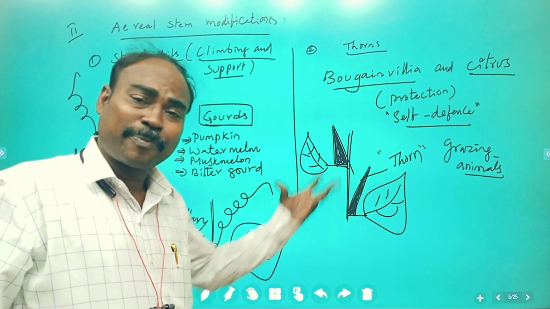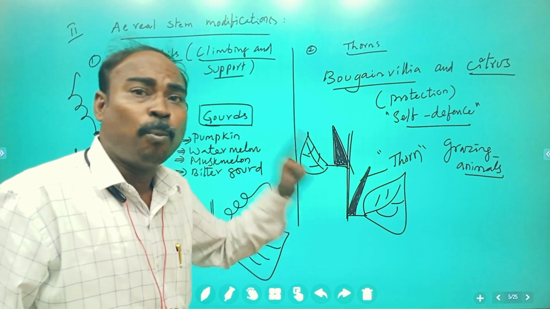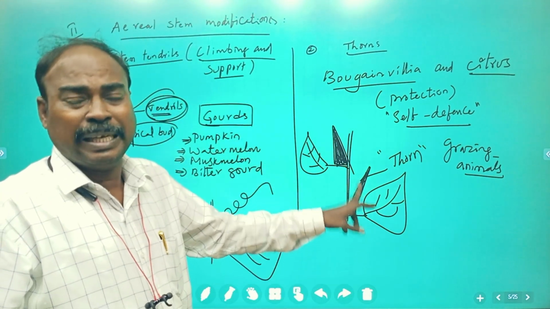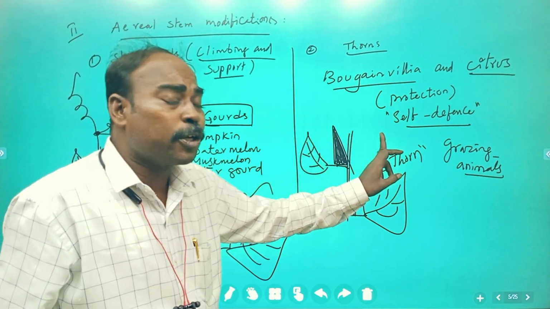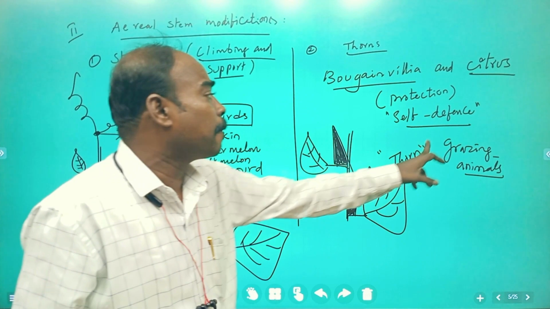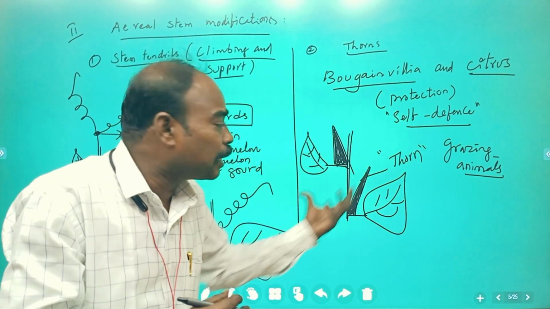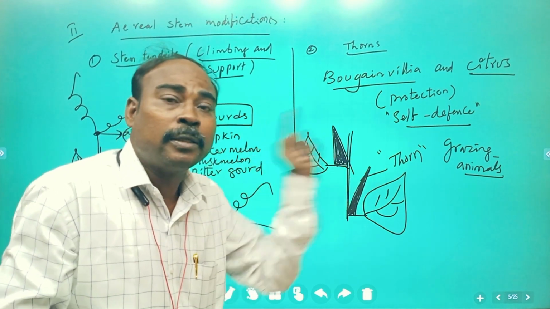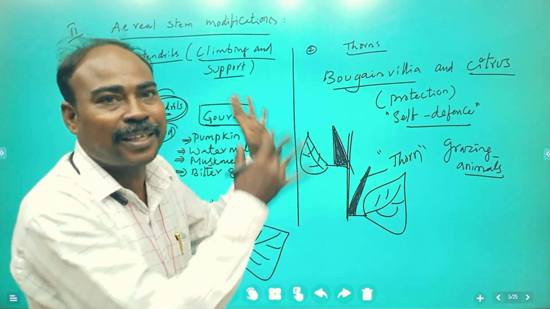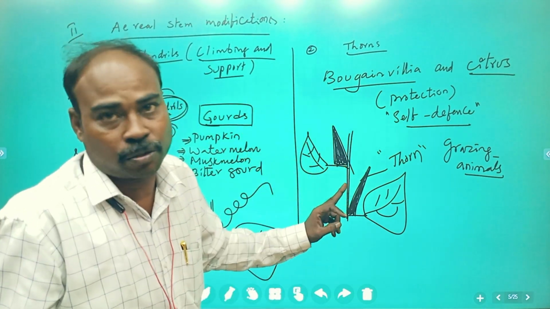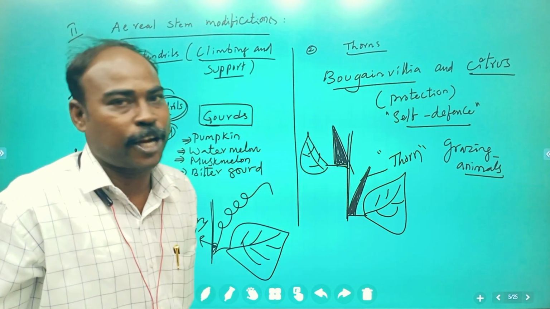So from the axillary buds or from apical buds of some plants, the hard, woody, pointed structures develop. These pointed, hard, woody structures are called thorns. By producing thorns, these plants escape from grazing animal activity. Whenever the grazing animal wants to eat that plant, the thorns injure it. So these herbivorous animals do not touch the plants which have thorns, right? So by thorns, these plants have self-defense, self-protection.